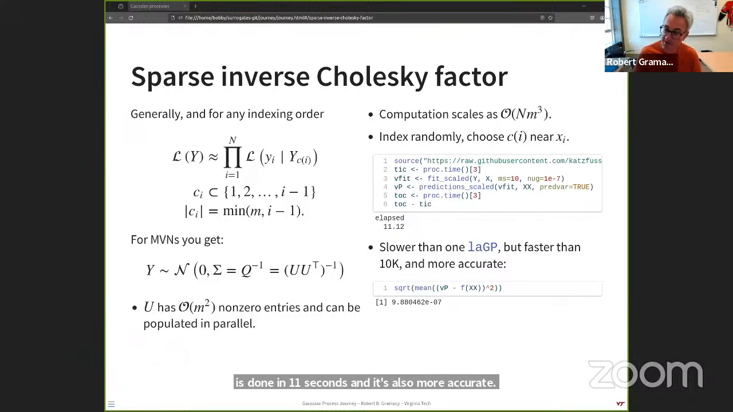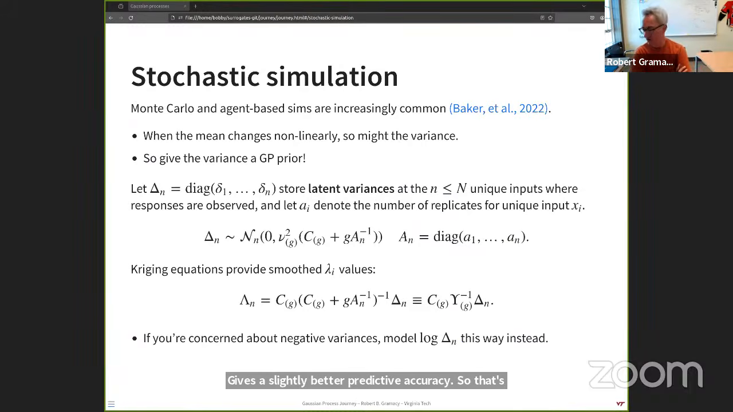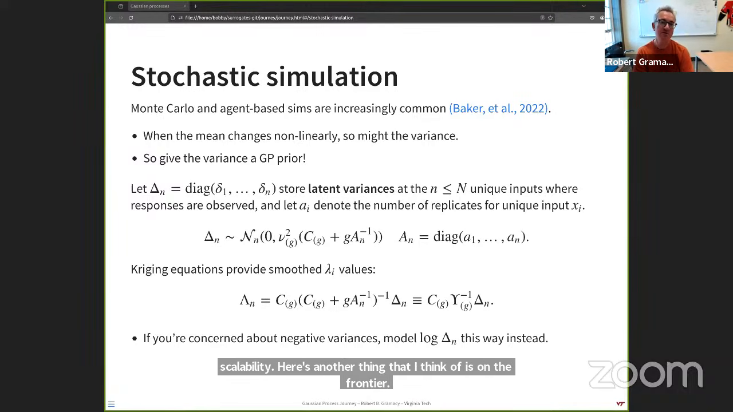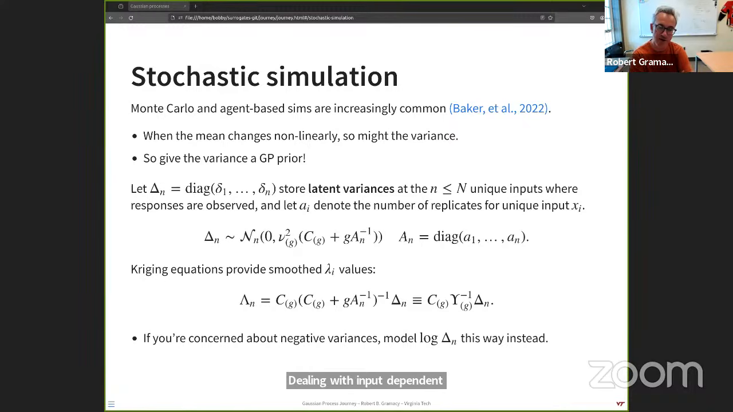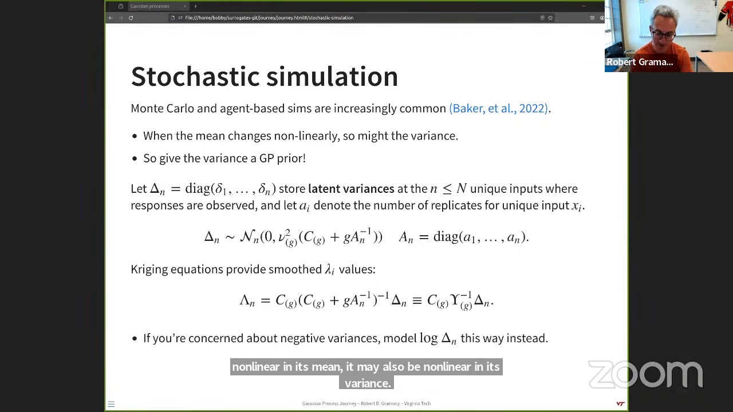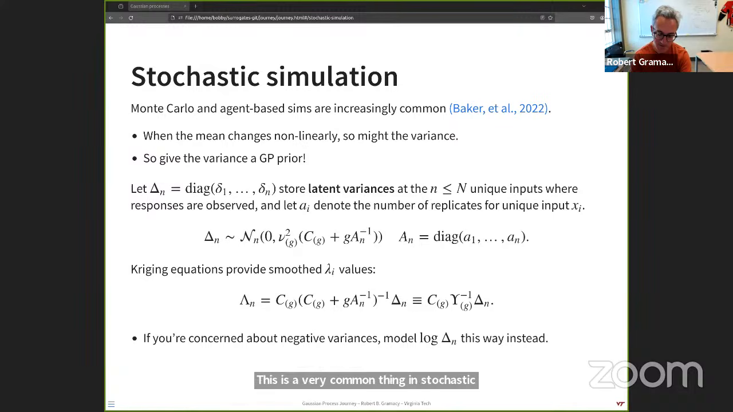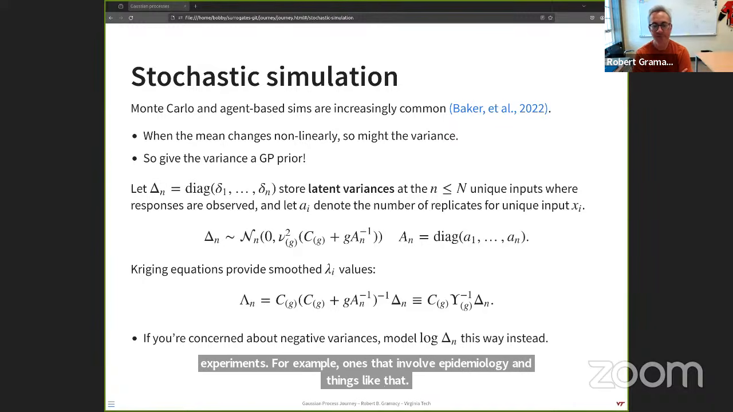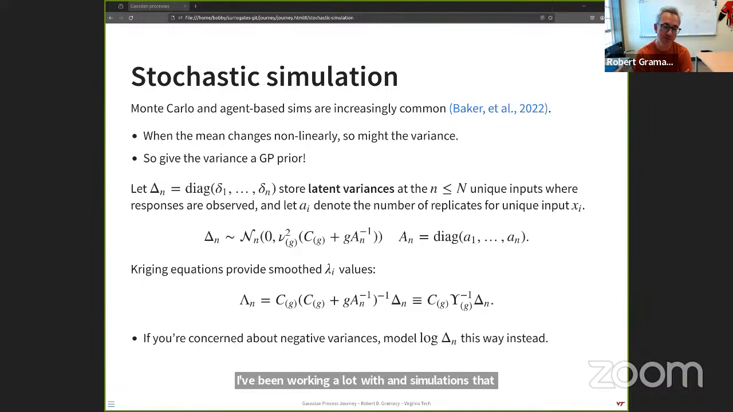So that's scalability. Here's another thing that I think of as on the frontier, dealing with input-dependent variance. So if you have a nonlinear function that you're trying to learn that's nonlinear in its mean, it may also be nonlinear in its variance. This is a very common thing in stochastic simulation experiments, for example, ones that involve epidemiology and things like that. I've been working a lot with simulations that have input-dependent variance.